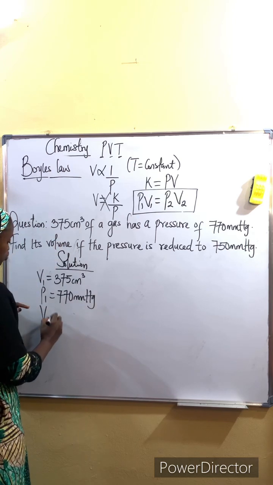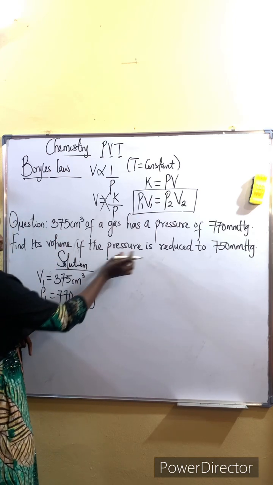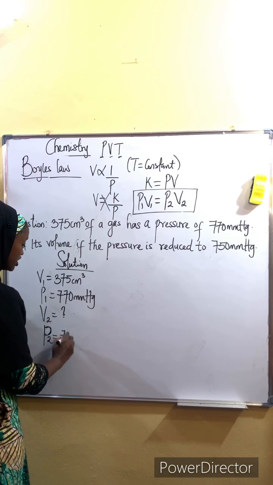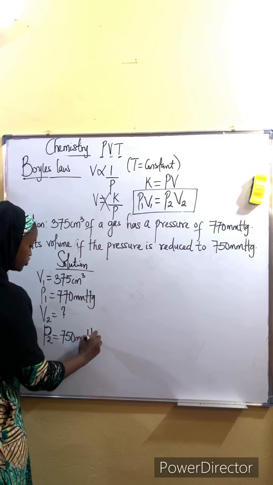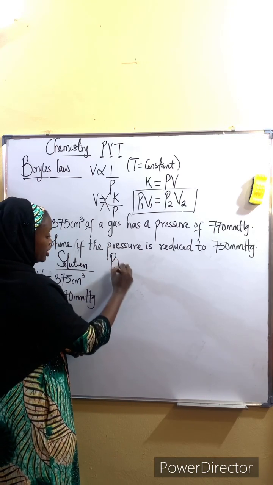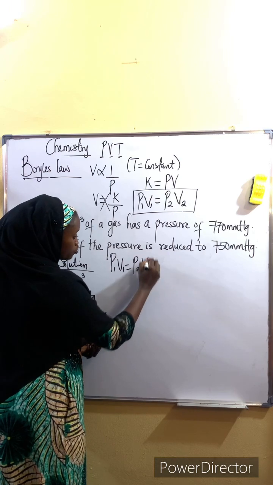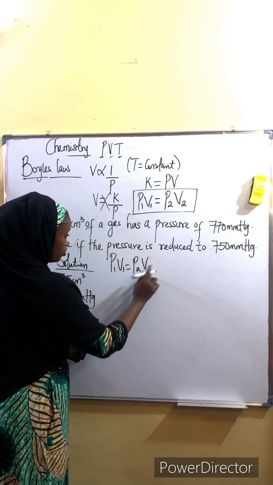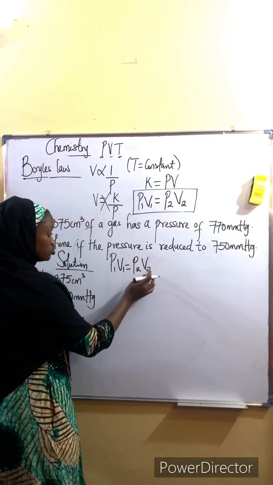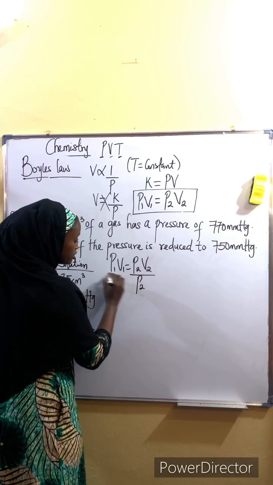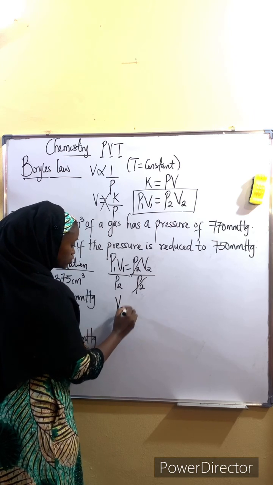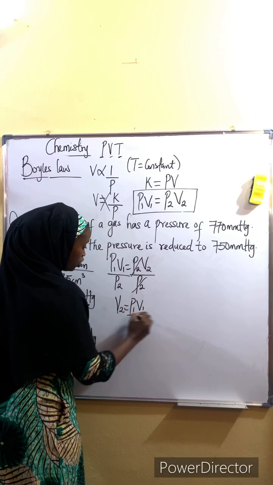Find its volume. So we have to find V2. V2 is the unknown in this question. If the pressure is reduced to, that is P2 is equal to 750 millimeter mercury. So now let's write the relationship for Boyle's law, which is P1V1 is equal to P2V2. All we need to do is to make V2 the subject of formula since it's the unknown here. To do that, we divide both sides by P2. So P2 cancels P2, and we are left with V2 is equal to P1V1 all over P2.